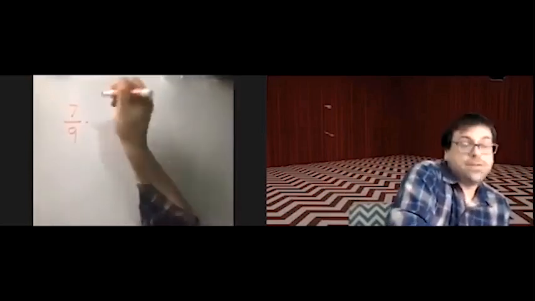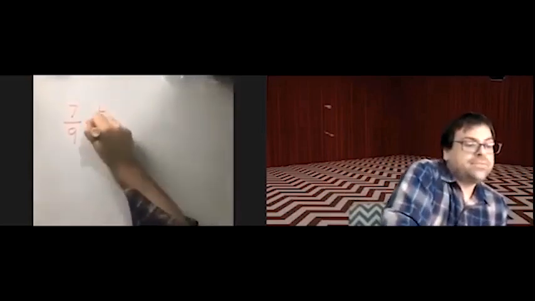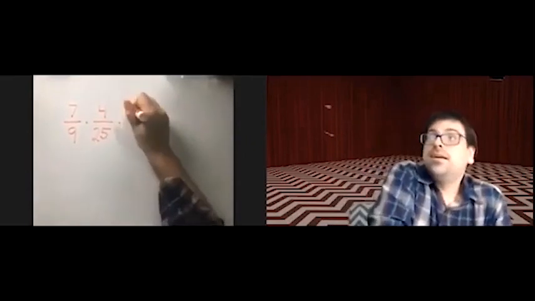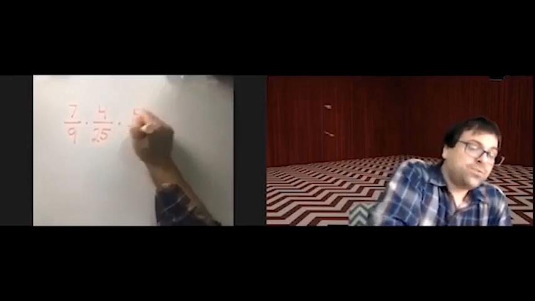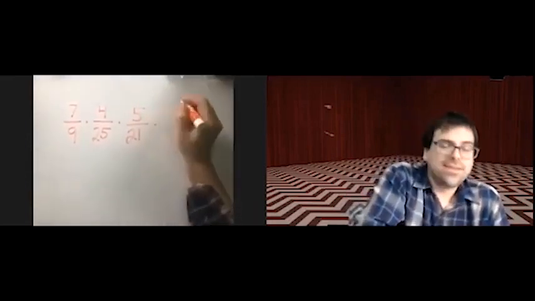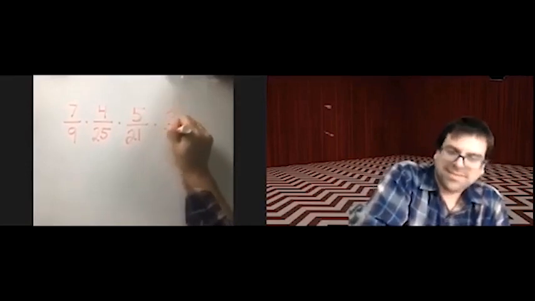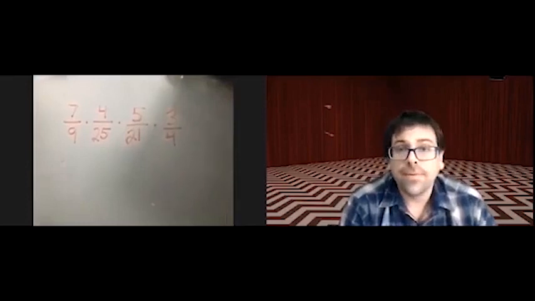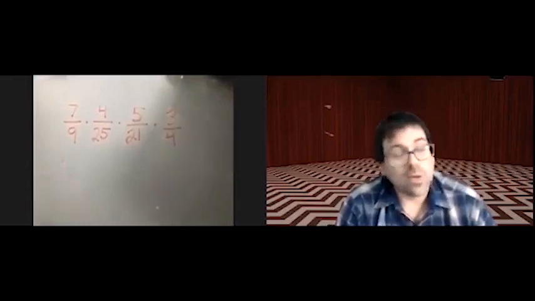7/9 times 4/25, oh my, times 5/21, oh my, times 3/4. We have 4 fractions we're multiplying together here. Let's cancel what we can.